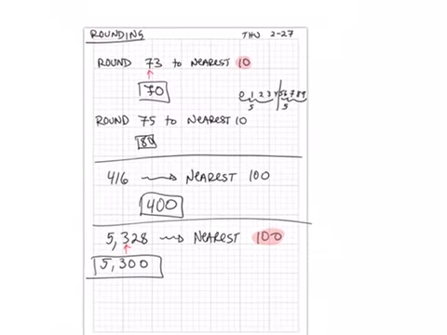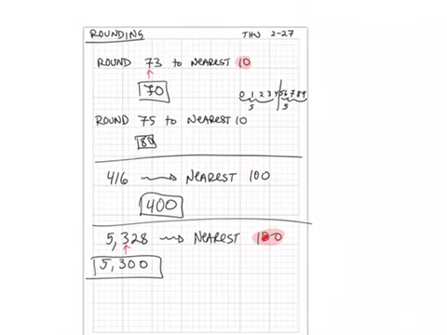And that's a summary of how to round to the nearest 10 or 100. And it's going to be similar for any other nearest multiple of 10, like the nearest 1,000 or the nearest 10,000.